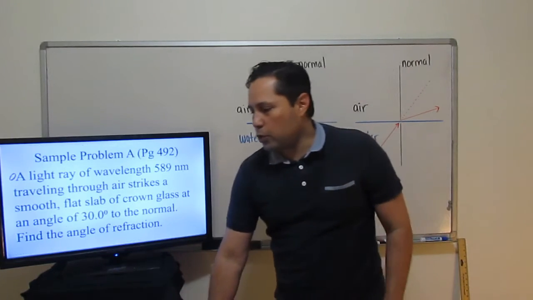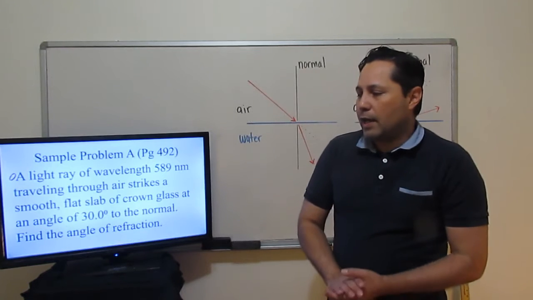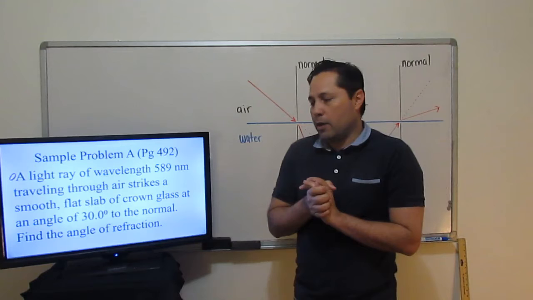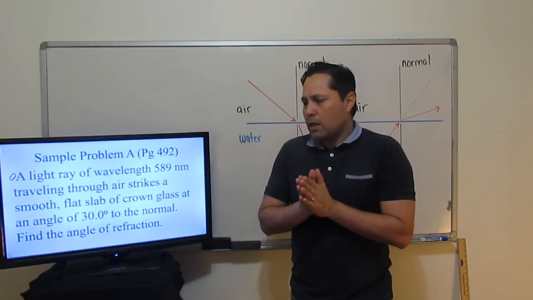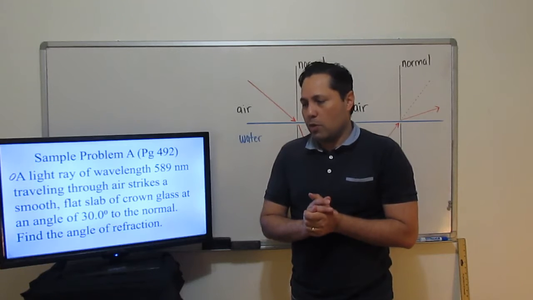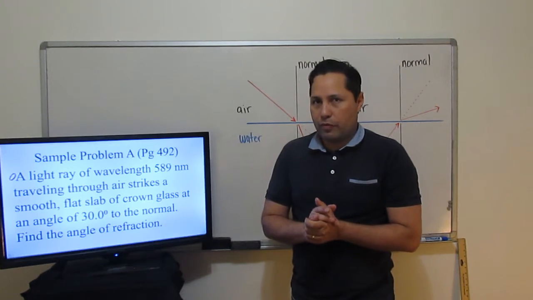Alright, so let's get to our first problem. In our first problem it says, a light ray of wavelength 589 nanometers travels through air, strikes a smooth, flat slab of crown glass at an angle of 30 degrees to the normal. Find the angle of refraction.